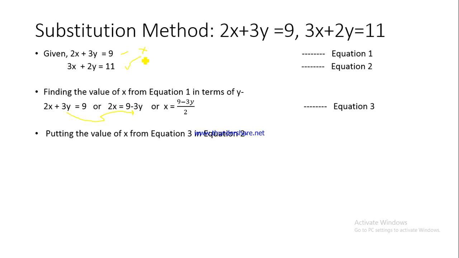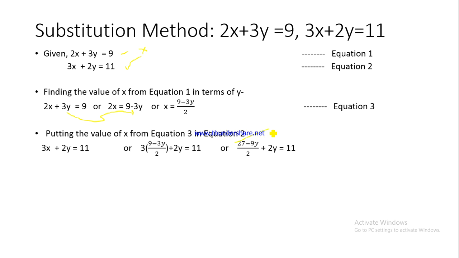Is this okay? So you find out the value of one variable from a particular equation and then put that value in the other equation. Don't put it in the same equation. So putting the value of x from equation 3 now in equation 2. We cannot put it in equation 1 because equation 1 was actually used to find out the value of x. So we are putting it in equation 2.